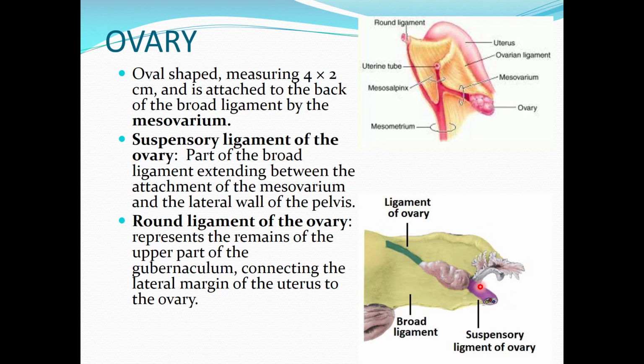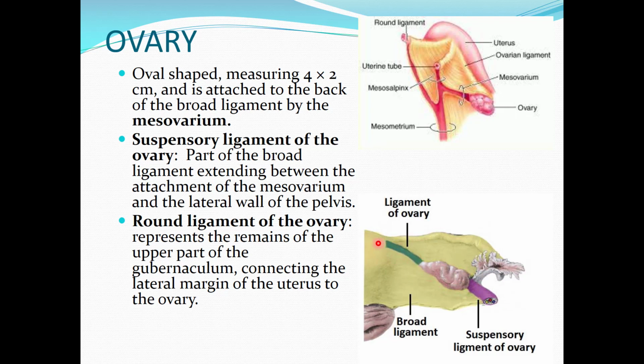There are two main ligaments of the ovary. See here in this diagram, this is the suspensory ligament of the ovary; the name shows that the ovary is suspended through this ligament. It is a part of the broad ligament and extends between the attachment of the mesoovarium and the lateral pelvic wall. Here is the lateral pelvic wall and this is the ovary with the mesoovarium. So this suspensory ligament connects the ovary with the lateral pelvic wall.